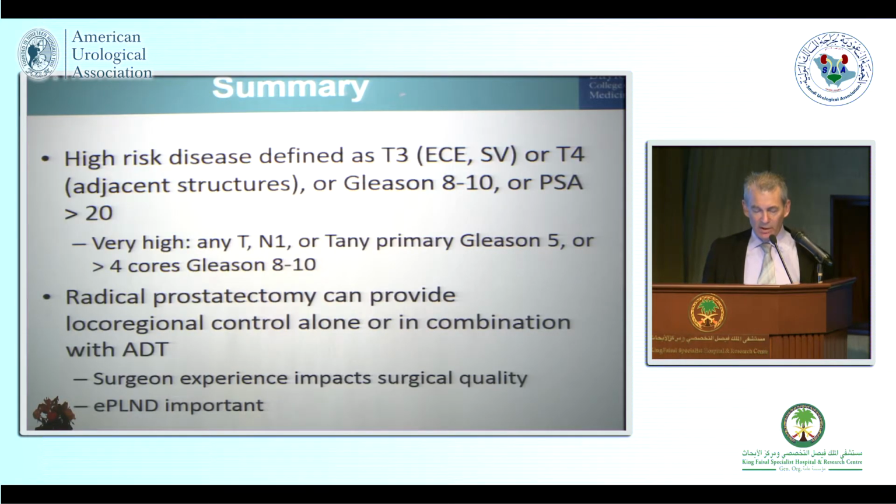So in summary, we've defined a set of patients who are high risk, T3, T4, high Gleason score, PSA greater than 20, and then this relatively small population of very high risk disease. And the truth is that radical prostatectomy can provide good local regional control, and it requires some modification of the surgery in certain circumstances.